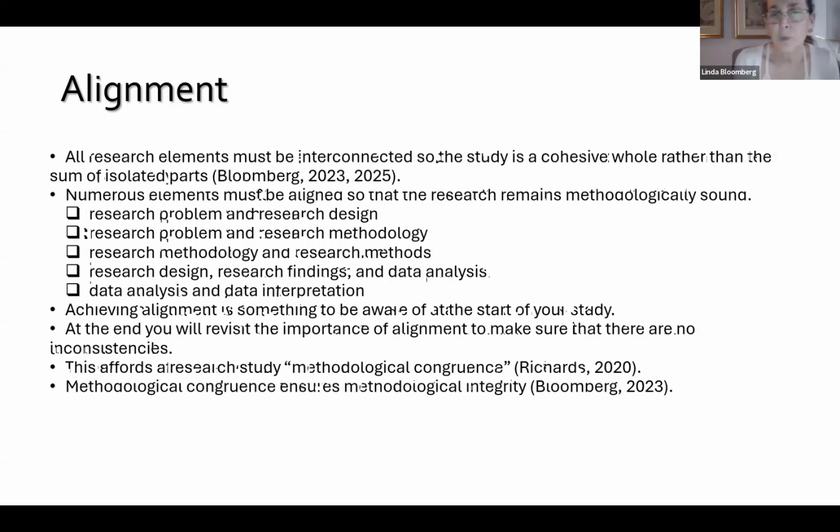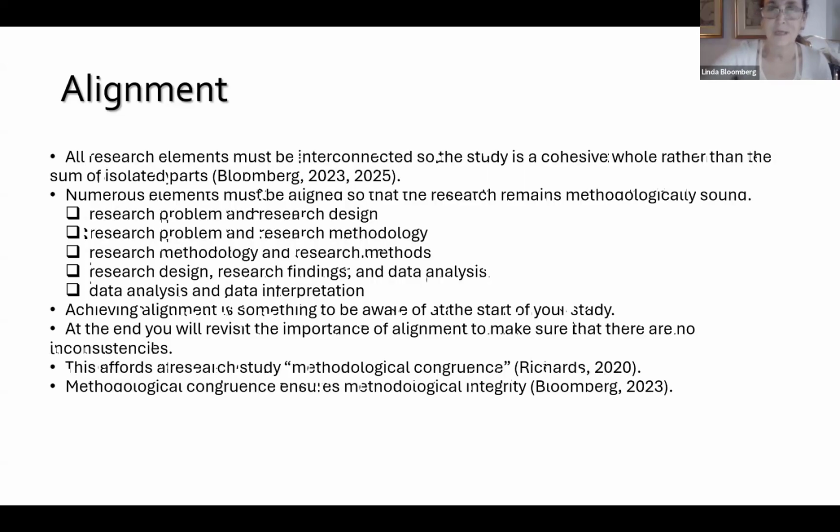Achieving alignment is something to be aware of right at the very start of a study. It's not an afterthought. So you won't just think about it when you're halfway through. It needs to be part of your plan up front to make sure that your study is well constructed and strong so that it's not going to be flawed in any way. But at the end of the study, you again revisit the importance of alignment to make sure that there are no inconsistencies or gaps or errors. Being very clear about alignment affords a study methodological congruence, and methodological congruence in turn affords a study what we call methodological integrity.